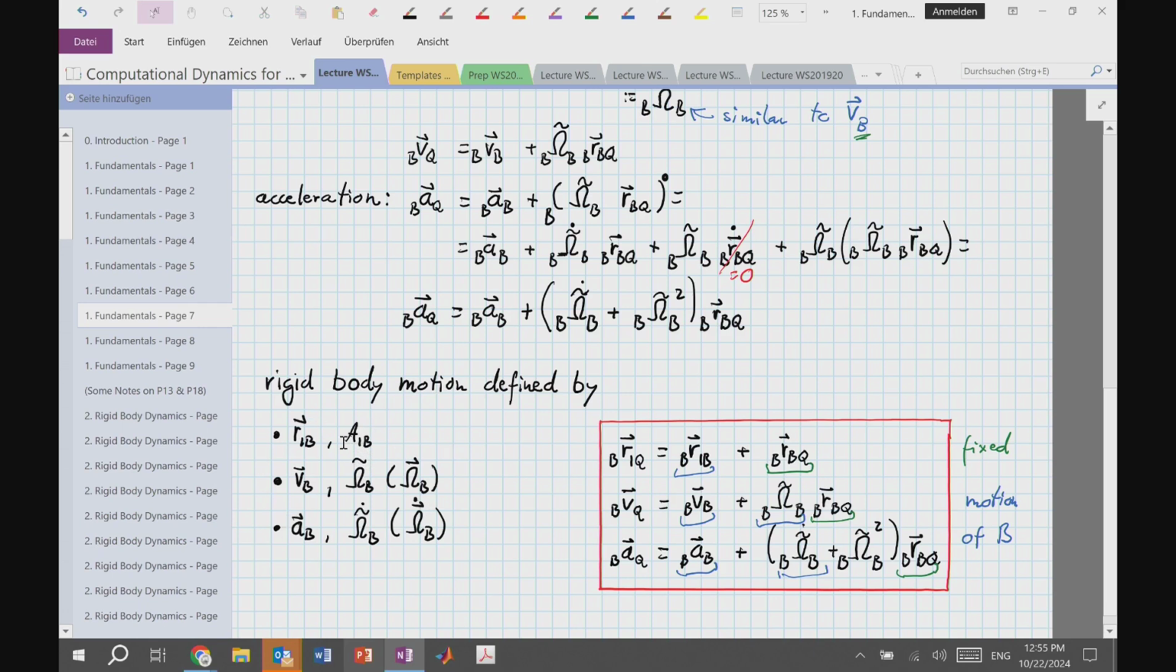And these 6 quantities allow me to fully describe the motion of the rigid body. And what I mean with this is, for any point on the rigid body, I know its position, velocity, and acceleration if I know this vector RBQ. Of course, I need to know where the point is on the body, but once I know that, I can compute its position, velocity, and acceleration.